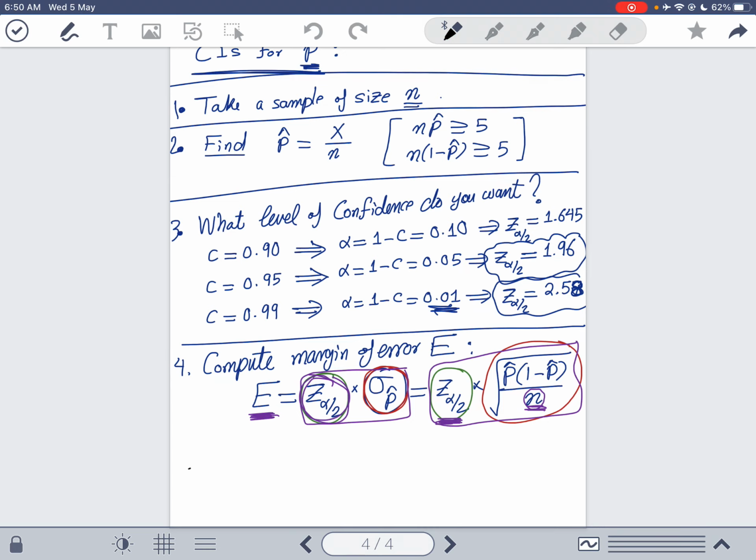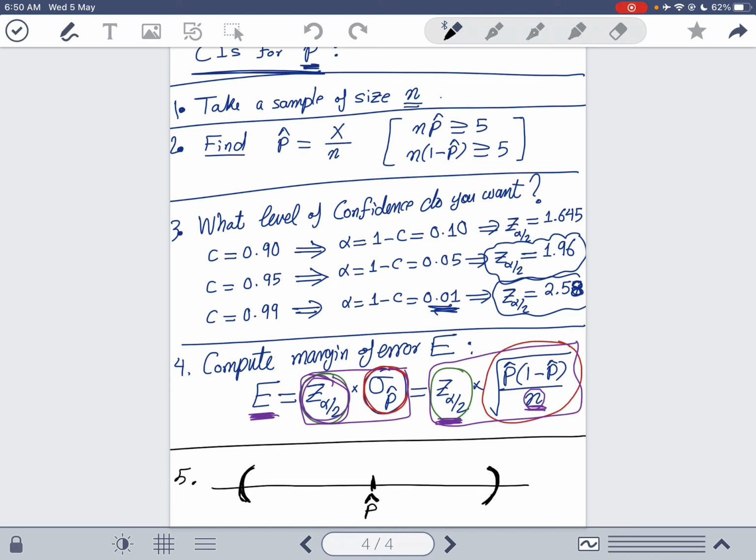At the end, what do you do? In step 5, once you have all of these things in your hand, you will construct the confidence interval. You'll put your p hat in the middle of it, and then the lower confidence limit will be here, and the upper confidence limit will be there. The lower confidence limit will be p hat minus E, and the upper will be just with a plus instead of a minus, p hat plus E.